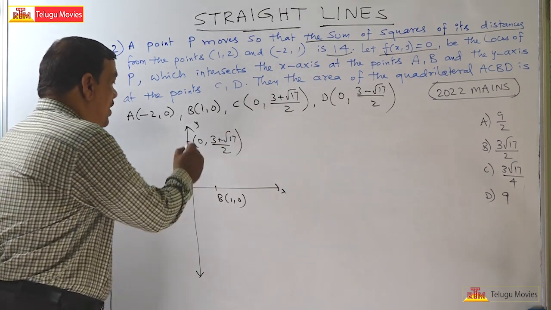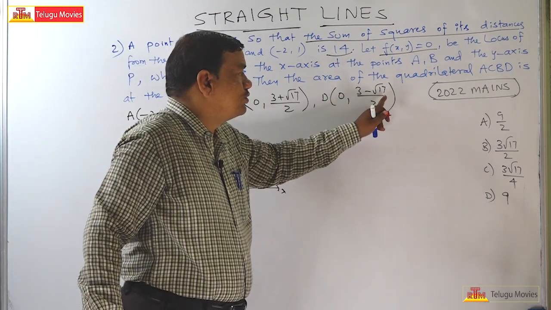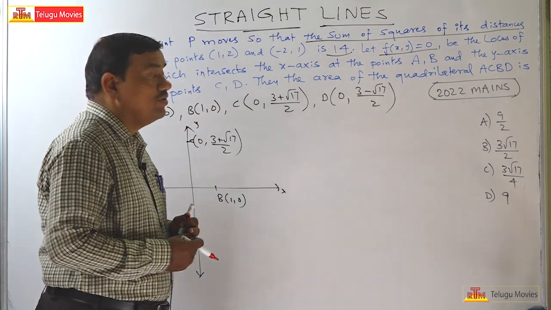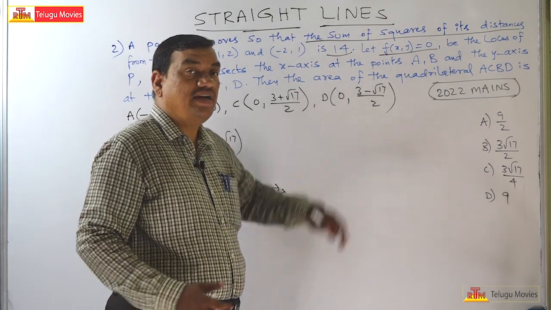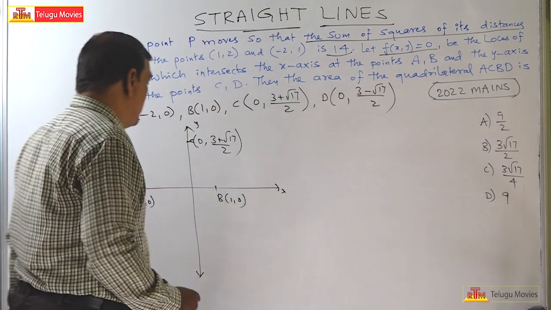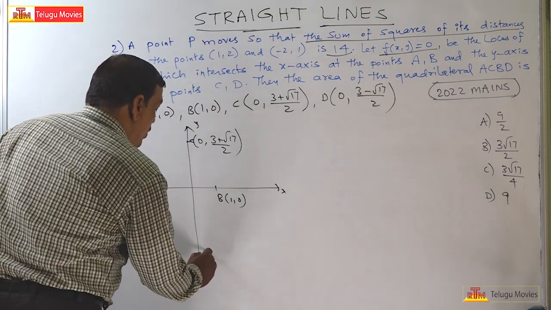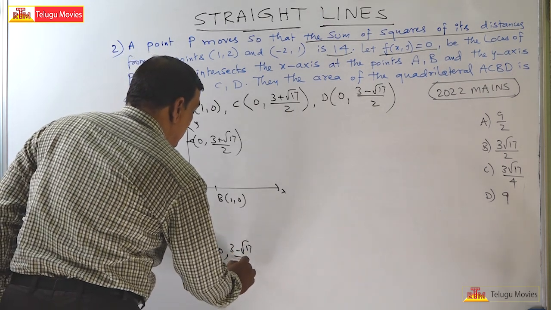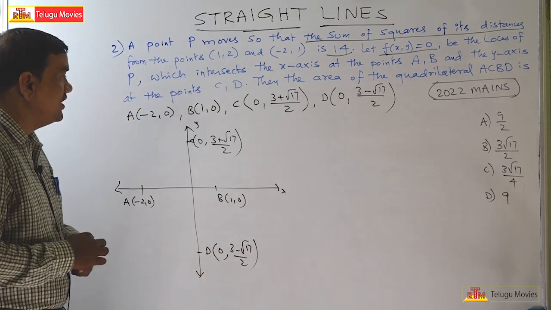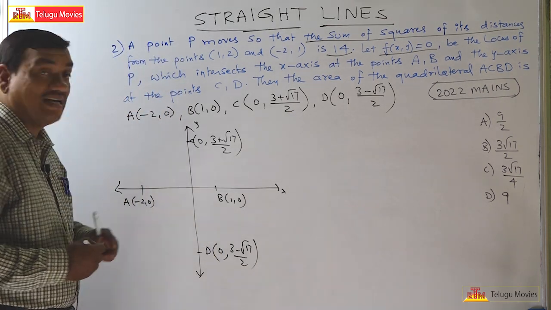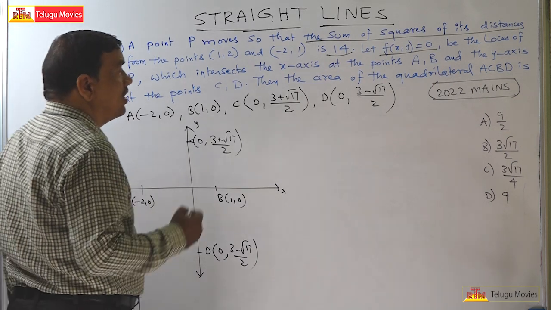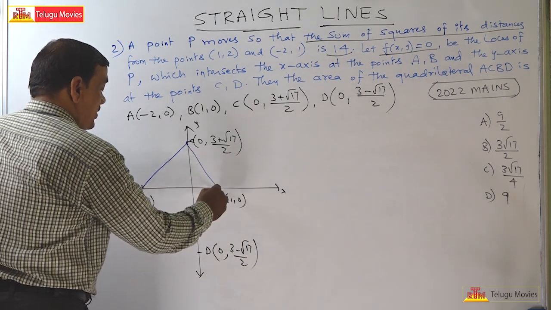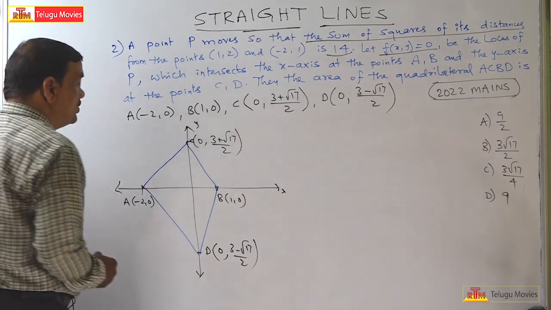So this is the point C. Here (3 minus root 17)/2 is a negative quantity. Why? Because root 17 is something like 4 point something, and 3 minus 4 gives a negative value. So this will be your point D, that is (0, (3 minus root 17)/2). Luckily, these points are on the x-axis and y-axis. Now he wants to find the area of the quadrilateral A, C, B, D.